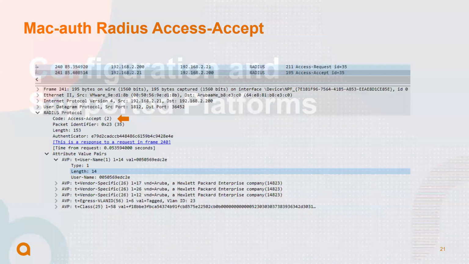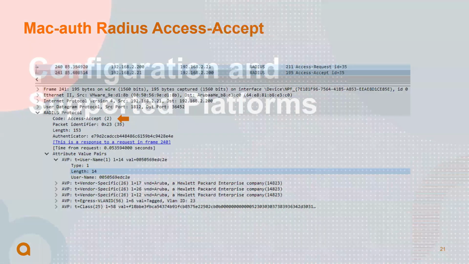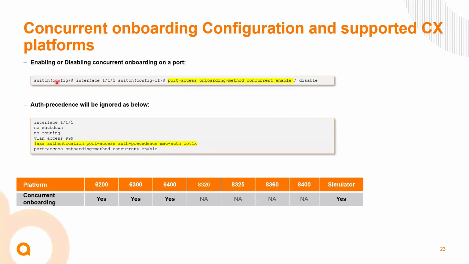So how do you enable the concurrent onboarding on the AOS-CX switches? It is very simple. You get into the config mode interface where you have to enable this. Before enabling, please note that as soon as you enable, all clients which are authenticated on this port will be de-authenticated and they will be freshly onboarded concurrently. Okay, and if you have enabled auth precedence in the previous release, please make a note, it will be ignored automatically as soon as you enable concurrent authentication on this port.